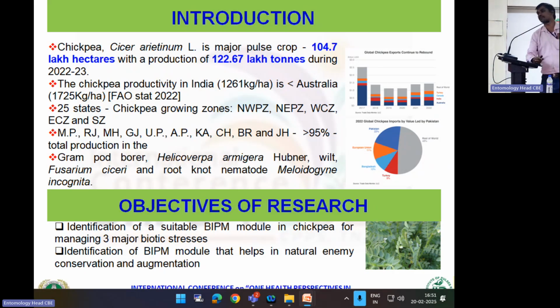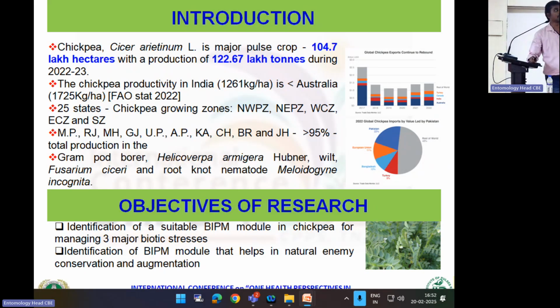And further, chickpea is one of the major crops in most of the culinary dishes in the Mediterranean and Southeast Asian regions. Then, when we see overall India, 25 states cultivate chickpea, and the entire area of chickpea cultivation can be classified into 5 different zones: Northwest Plain Zone, Northeast Plain Zone, West Central Zone, East Central Zone, and South Zone.